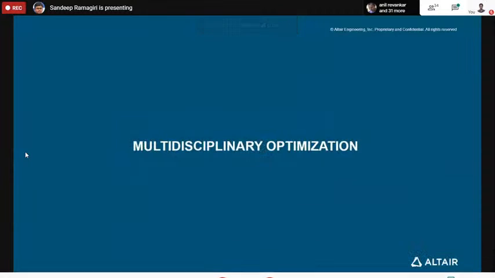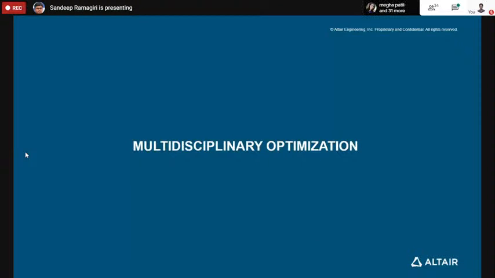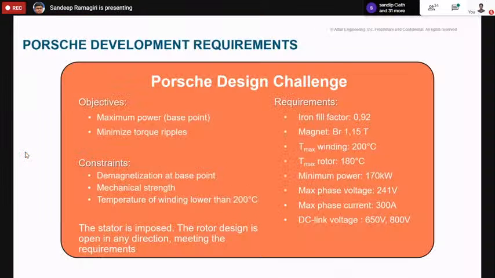Then finally, I take one example for multi-physics optimization, where we club different physics together and do the optimization. This is the case study coming from Porsche. We have done this particular exercise in collaboration with Porsche. If you look at it, it is for an electrical vehicle application, by the way, and the objective of this particular project was to maximize the power and minimize the torque ripple.